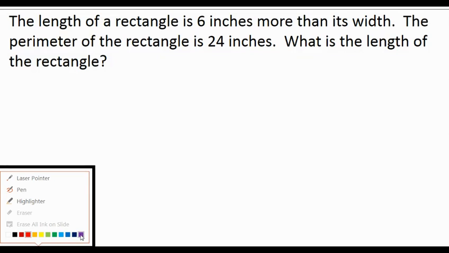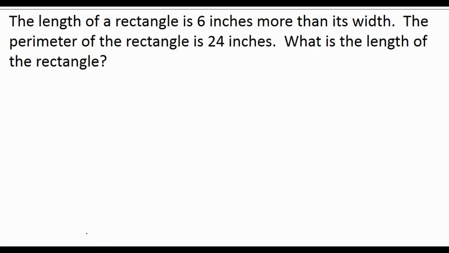Okay, so we're going to continue our lesson on equations and problem solving, and we're going to use it for some geometry ideas here. This question says the length of a rectangle is 6 inches more than its width. The perimeter of the rectangle is 24 inches. What is the length of the rectangle?